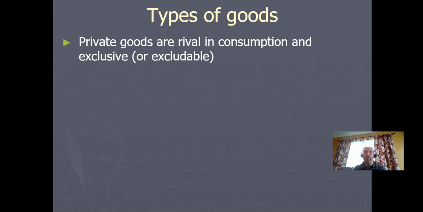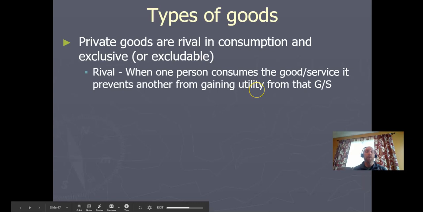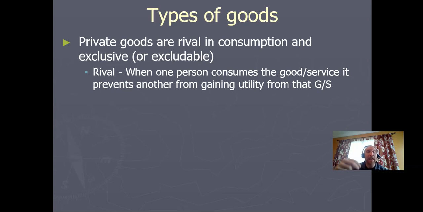A private good or service is any good or service that is both rival in consumption and also exclusive, or excludable. All right, and here's what that means. It means when one person consumes a good or service, it prevents another person from gaining utility, or at least a high degree of utility, from that good or service.